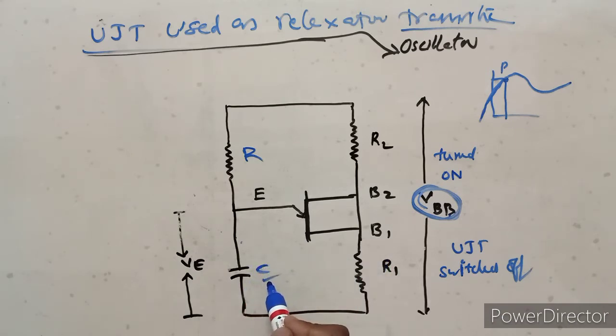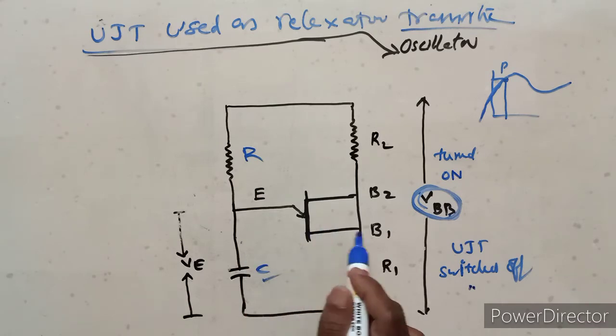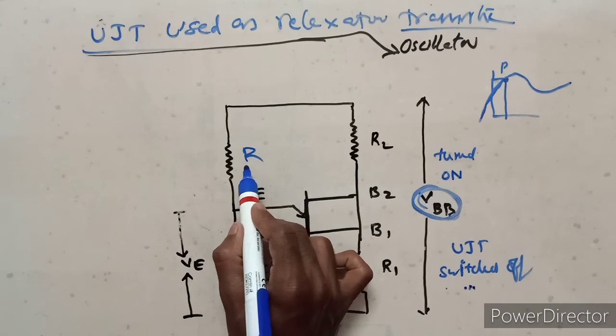When the capacitor is discharged, the capacitor voltage falls to 0. When the emitter current automatically stops, then the UJT is switched off. This is a cyclic, periodic process. So when the UJT is switched off, the next cycle begins, allowing the capacitor to charge through the resistance.